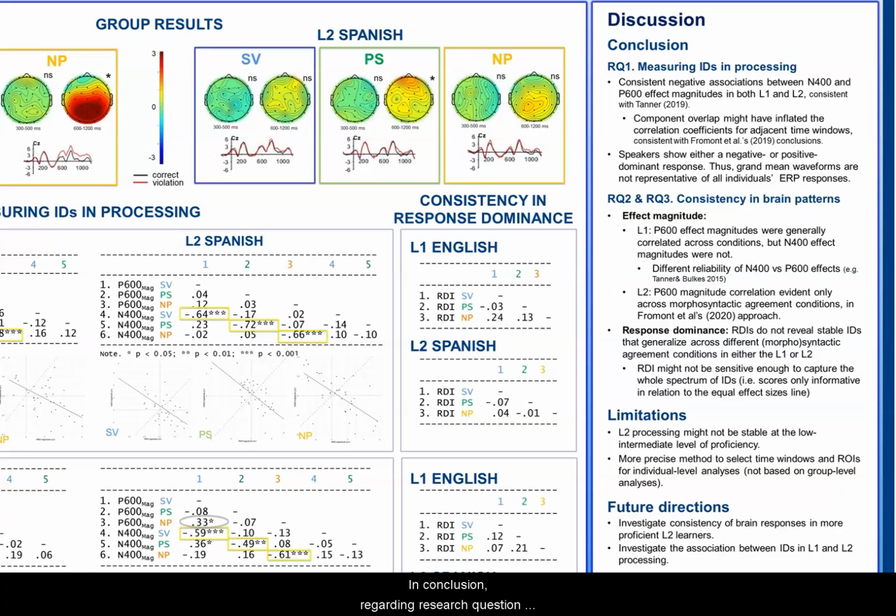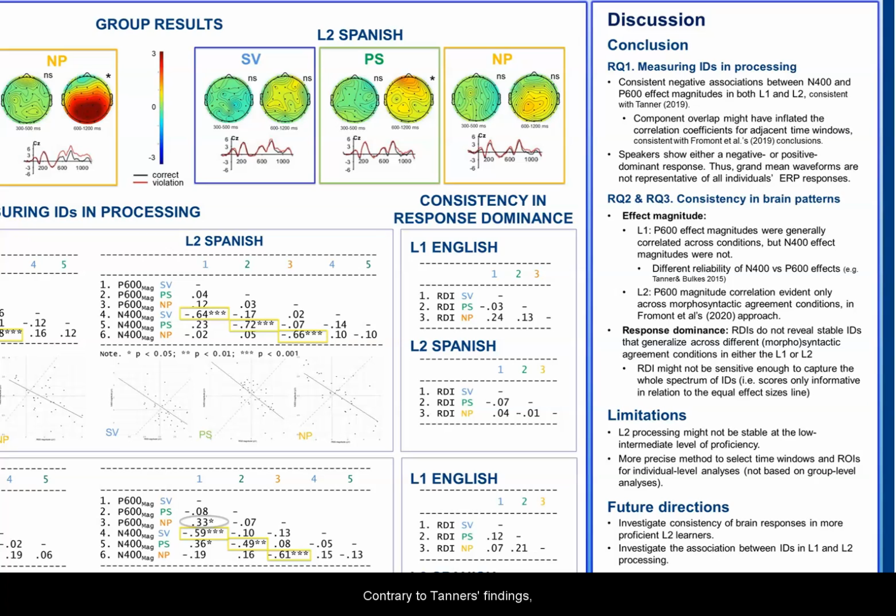In conclusion, regarding research question 1, results showed that speakers seem to display different dominance toward positive or negative responses to grammar. That is, grand mean waveforms are not representative of all individuals' ERP responses. Regarding our second research question, results suggest that the magnitude of the P600 effect is correlated across conditions, but N400 effects are not. This might result from the low reliability of N400 effects as seen in test-retest reliability studies.